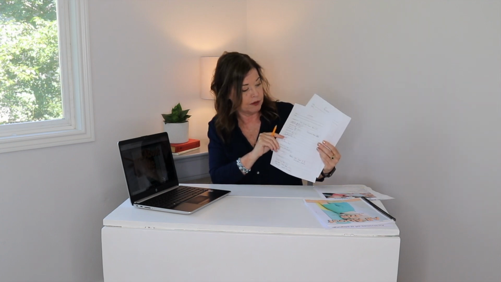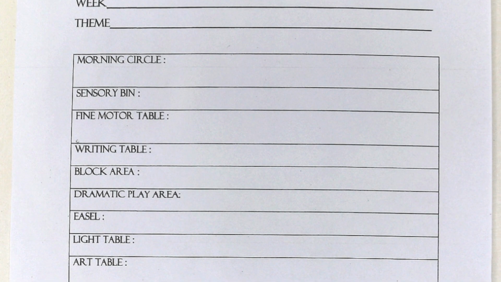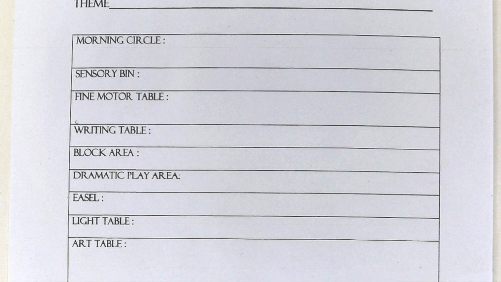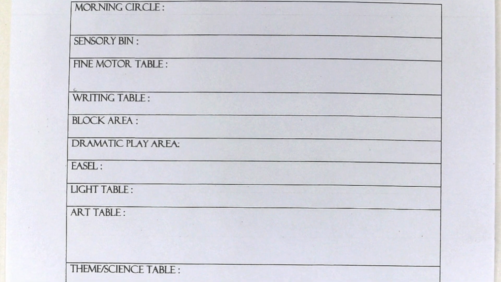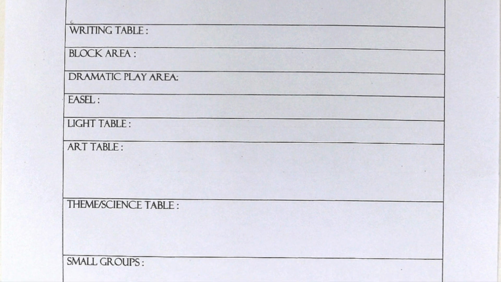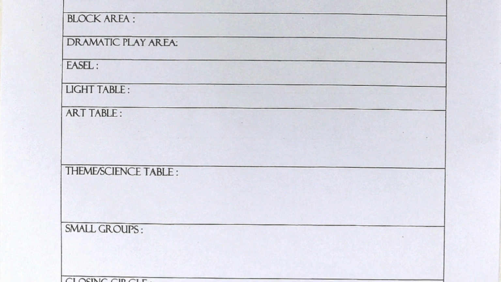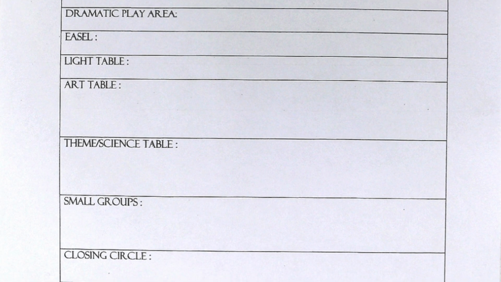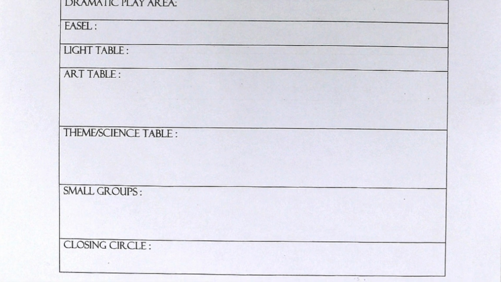So we know we're doing all about me. And then what I do is I have my planner. Our school put these together, and I use theirs. It's super simple. It just has the week and the theme, and then it goes through and has the different areas of our day. Morning circle, sensory bin, fine motor, writing, block area, dramatic play, easel, light table, art table, science, small groups, closing circle, and then I also have room down here where I can just add whatever else I want.